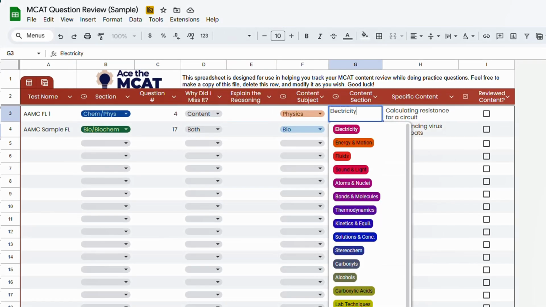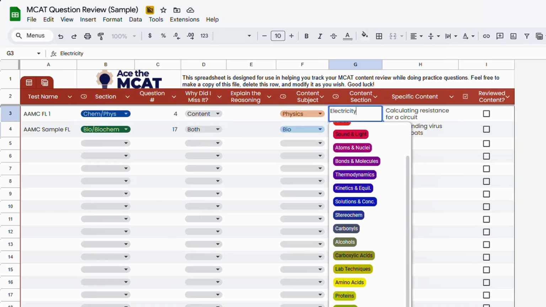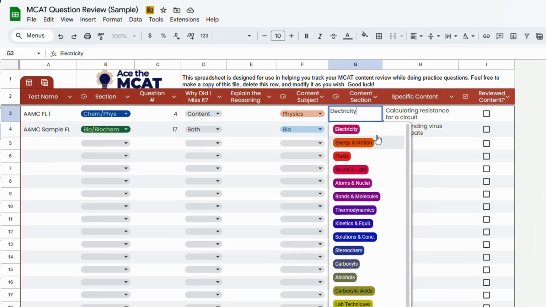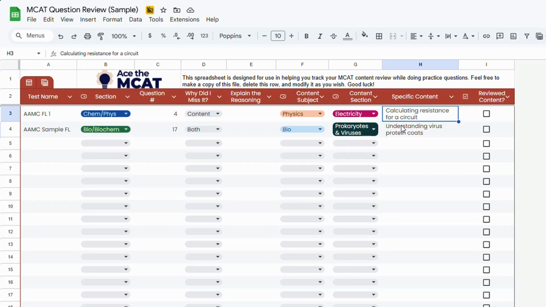If you go to, again, acmcat.com/resources, you'll find my outline of the AAMC's content, where I've broken it up into these different subjects. So you can pick the subject that the content is from, and then the specific content. For example, here I just wrote as a sample, calculating resistance for a circuit. Or for this one, let's say it's a question about prokaryotes and viruses, and it's understanding virus protein codes.